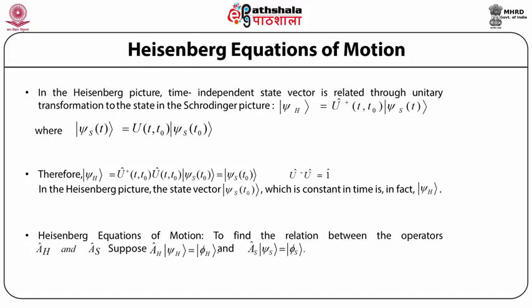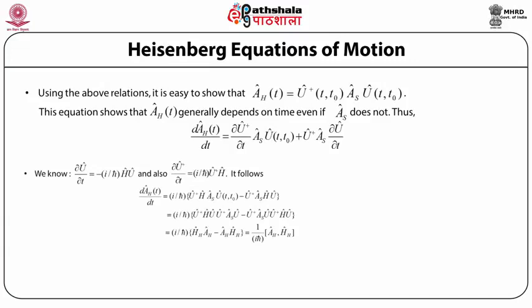And to find the relation between the operator A_H and the operator A_S, the former being defined in the Heisenberg picture and the latter in the Schrödinger picture, we can suppose that the operator A_H acting on the ket vector psi_H is equal to ket vector phi_H, and similarly the operator A_S acting on ket vector psi_S is equal to ket vector phi_S, where the subscript H denotes the Heisenberg picture and the subscript S denotes the Schrödinger picture.